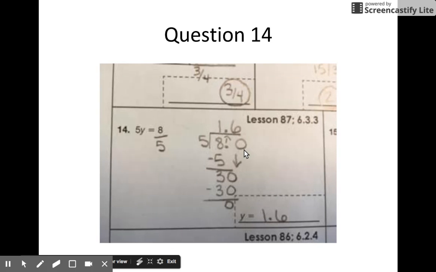I then have to carry my 0 down. 5 goes into 30 six times. 6 times 5 is 30, and since I find the difference, I come up with 0. Don't forget to bring your decimal straight up. So your answer then is 1.6.